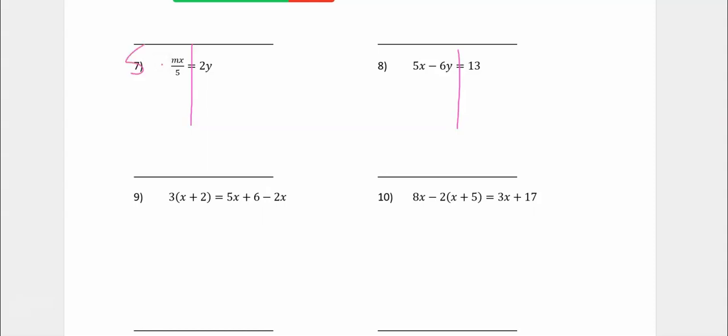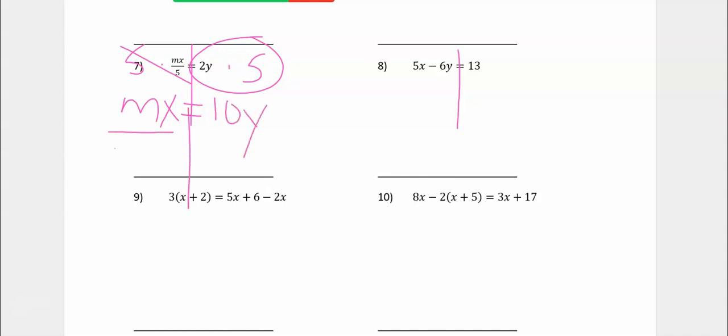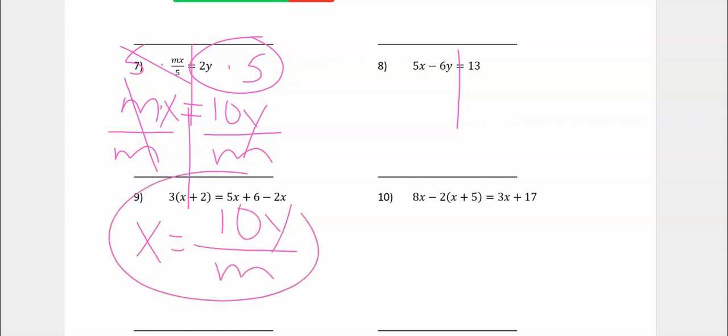For number 7, you're going to start by undoing that fraction, that divide by 5. So multiply both sides by 5, and it's mx equals, you can actually multiply those numbers there, 2 and 5, so call that 10y. Again, don't let it scare you. You're multiplying by m, so just do the opposite and divide by m. So it looks bad, but x is just 10y divided by m.